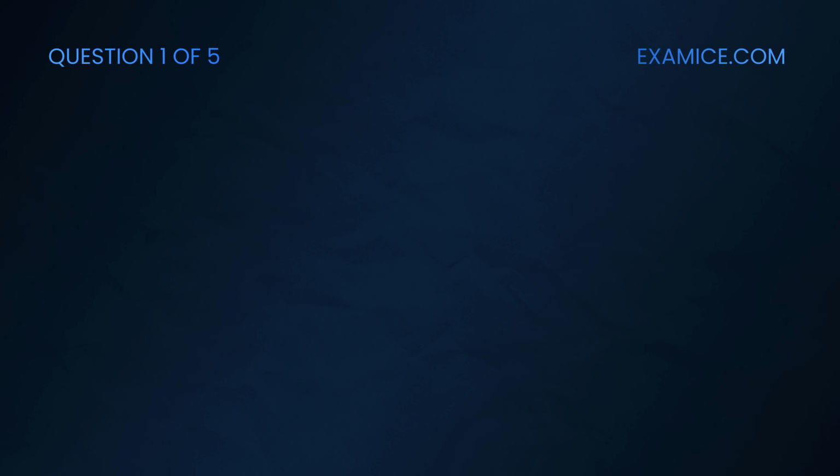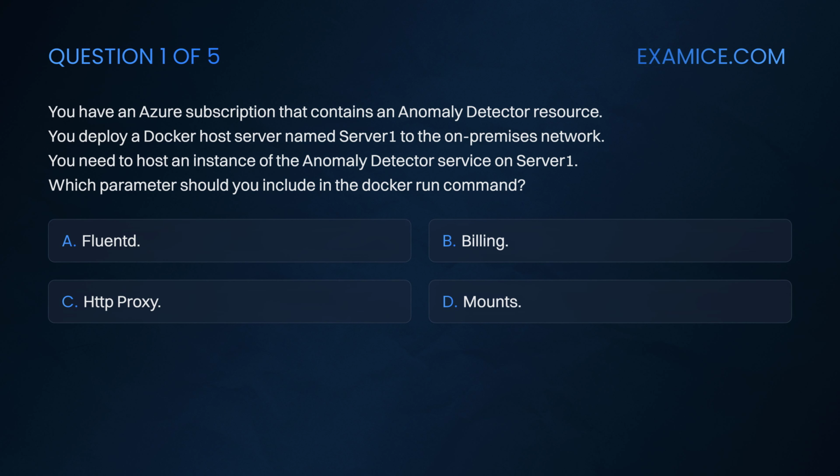Question 1. You have an Azure subscription that contains an anomaly detector resource. You deploy a Docker host server named Server 1 to the on-premises network. You need to host an instance of the anomaly detector service on Server 1. Which parameter should you include in the Docker run command? Option A, fluentd. Option B, billing. Option C, HTTP proxy. Option D, mounts.